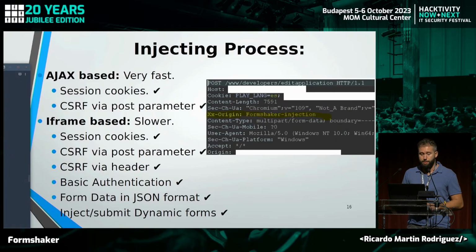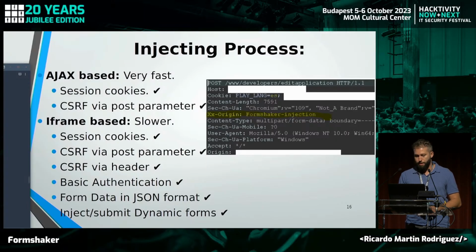Regarding the iframe base, it's slower than the Ajax base, and it's able to work with session cookies. It's able to send the CSRF token via post or get parameters. In addition, it's able to send the CSRF token via headers, work with basic authentication, and if the form data is sent in JSON format, it will send it anyway. The last thing is that through the iframe base, you can inject or submit dynamically rendered forms.